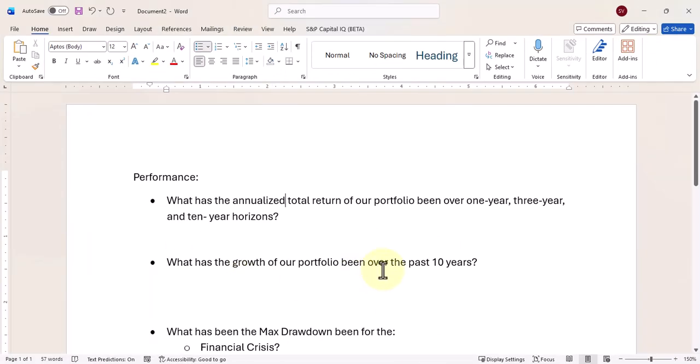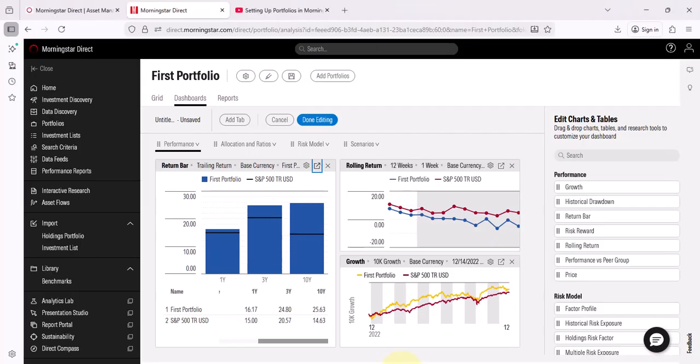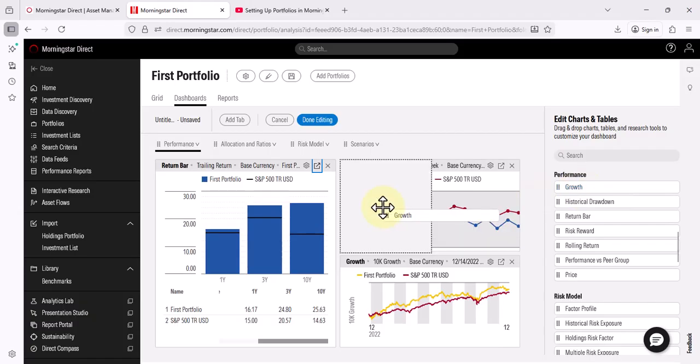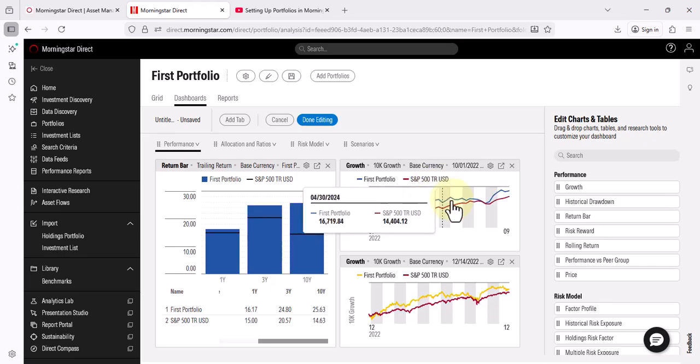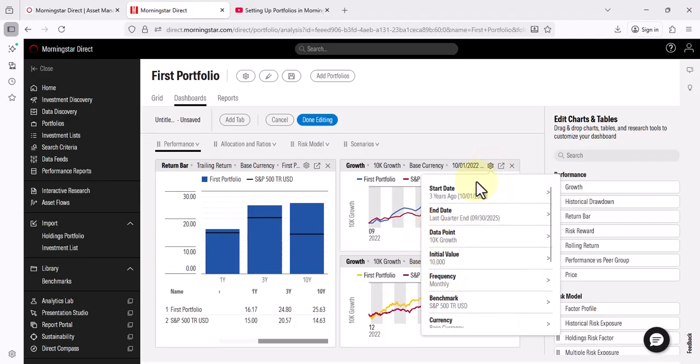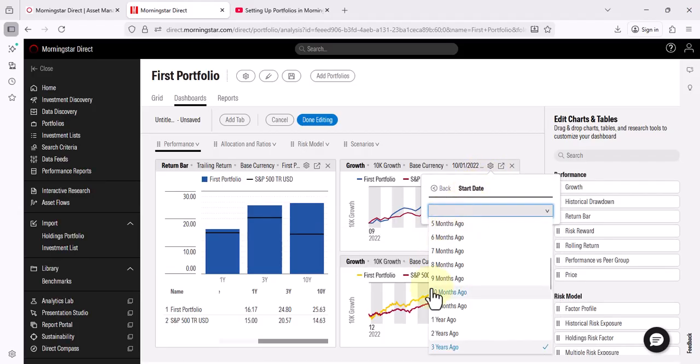What has the growth of our portfolio been over the past 10 years? And for this one, we would often use this growth here. This only goes back 3 years, so I want to adjust this. So again, if I wanted to put this window in and it's not in, I would go to performance, I would go to growth, and I would just put that in there. And again, I wanted to show for the past 10 years, so I need to adjust it here. So my start date is going to be 10 years ago instead of 3 years ago.